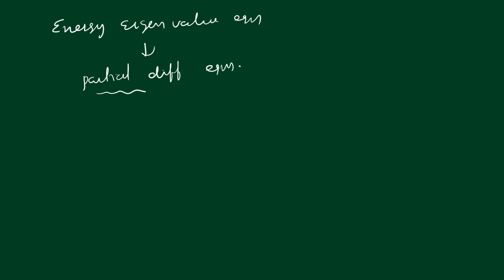Now, once we write it in terms of partial differential equations, it's immediately clear from the theory of partial differential equations that for bound states, or for certain boundary conditions, these partial differential equations can be solved only for a discrete set of eigenvalues. Not for all eigenvalues, but only for a discrete set of eigenvalues. In other words, the energy levels of a bound system are quantized, are discrete.